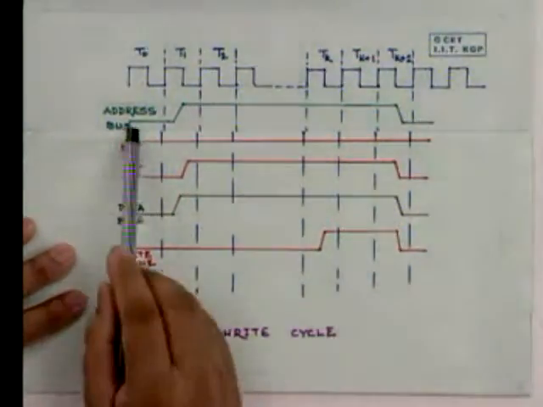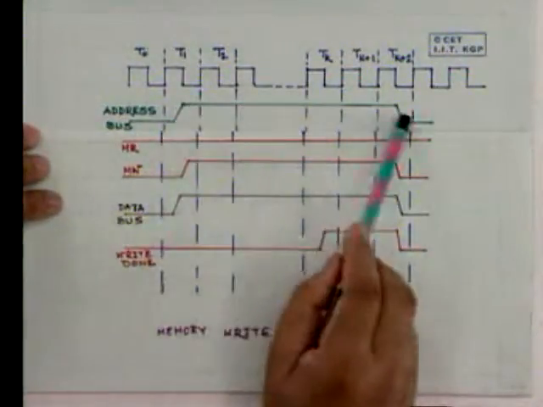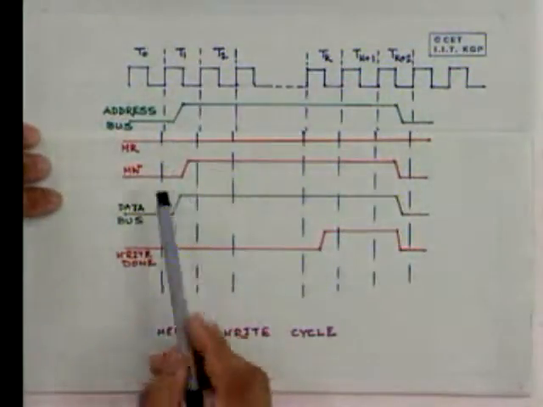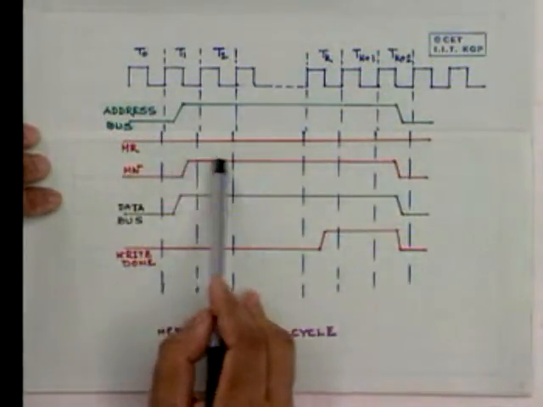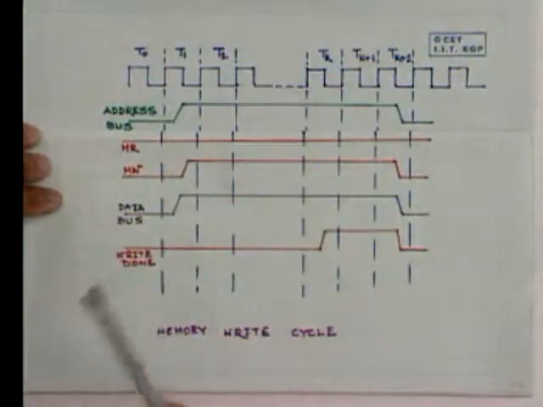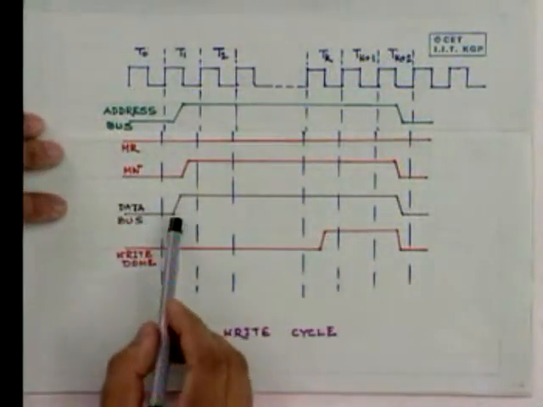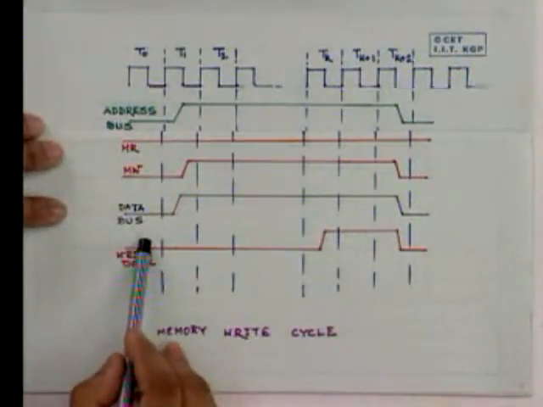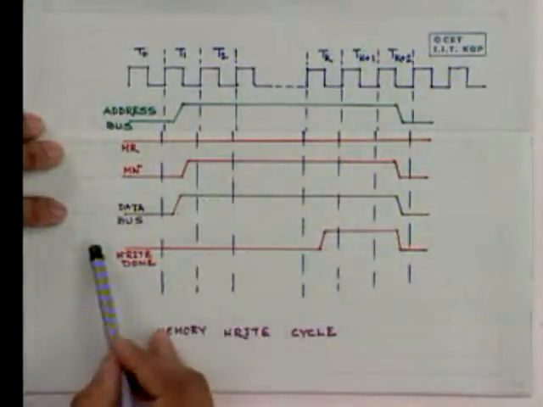Now the signals: this address bus, the CPU activates at the T1 time instant. Memory read is not activated, memory write is activated, and remains activated. And since it is the CPU which is writing, the data bus is also activated by the CPU. That means data is immediately ready.